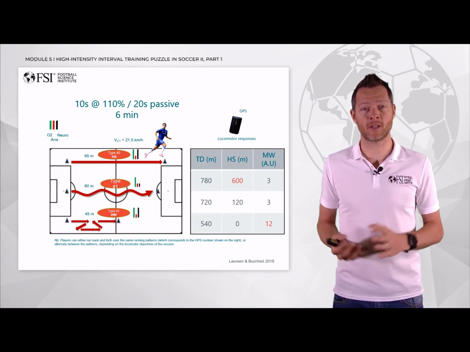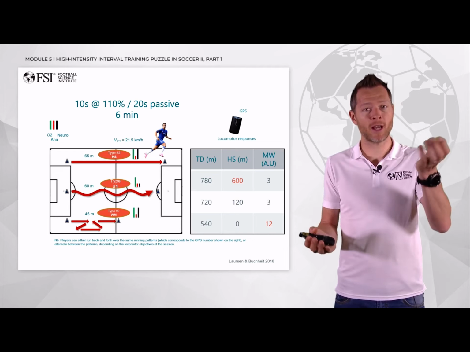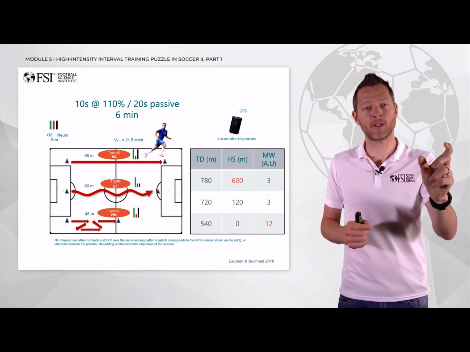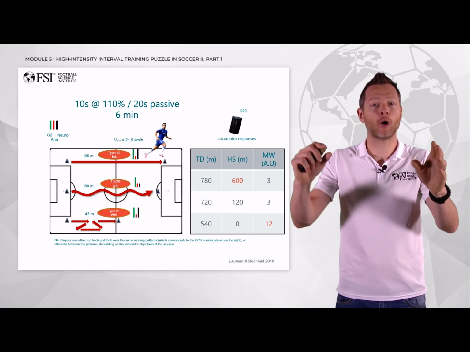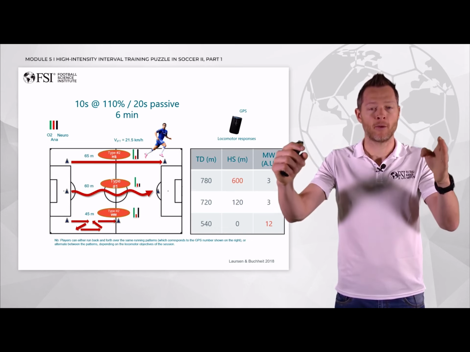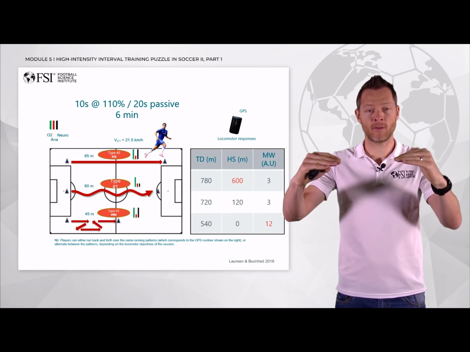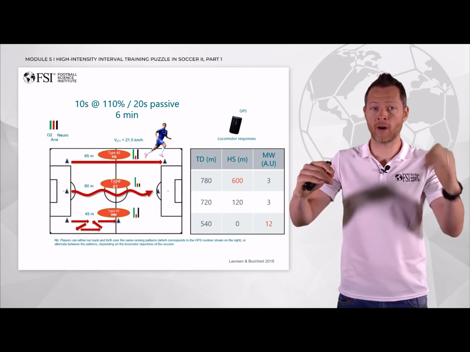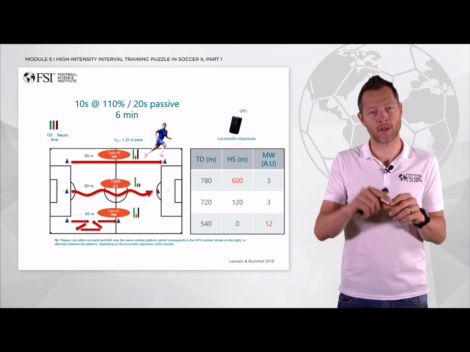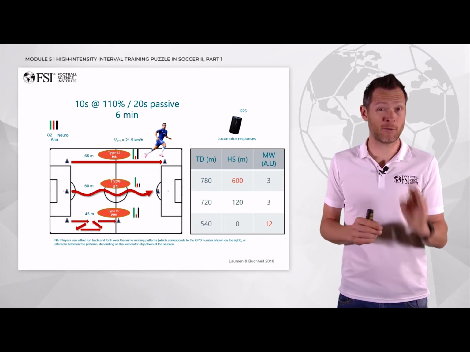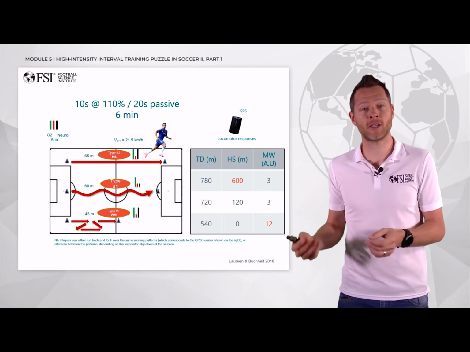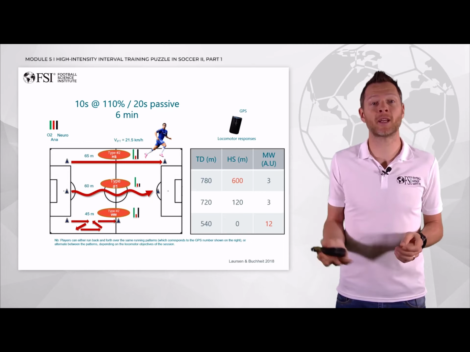What matters to us is, again, the amount of high-speed running and the amount of mechanical work. So in a straight line, we have 600 meters of high-speed running and almost no mechanical work, a little bit when players have to start. In the middle, with the 45, we have low high-speed running and low mechanical work. And when we go down to the last one, with the sharp angles, we have 0 high-speed running, obviously impossible to reach high-speed running, but we have much higher mechanical work.